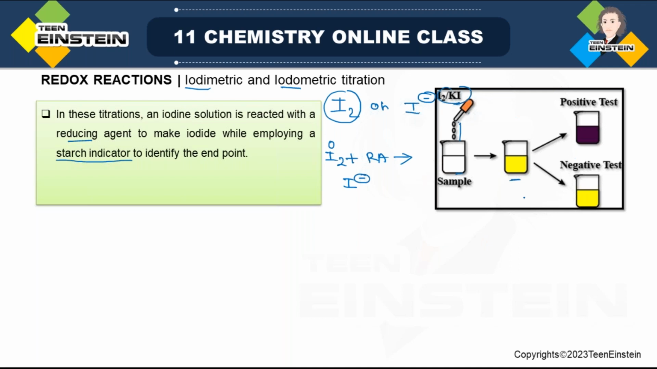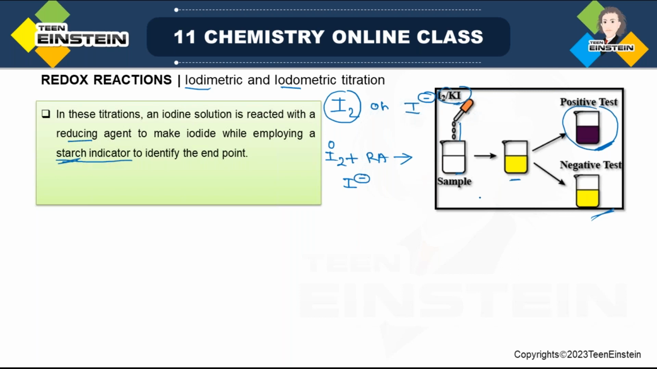Now, if we add starch to it, then it will be converted to this type of blue or deep purple color solution. So what happens? Starch forms some complex with iodine. So from this color, you can say that yes, iodine is present. So whenever you add some starch to any solution, if there is presence of iodine, it will change its color to blue. But suppose there is no iodine present, then this type of blue color you will not get.